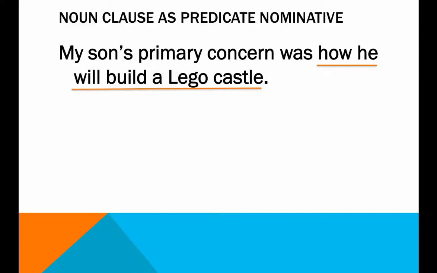My son's primary concern was how he will build a Lego castle. So we have the same clause. The clause hasn't changed. He is still the subject of that clause. Will build is still the verb of the subordinate clause. How is still the introductory word. But because this clause now comes after the linking verb, it is now functioning as a predicate nominative.